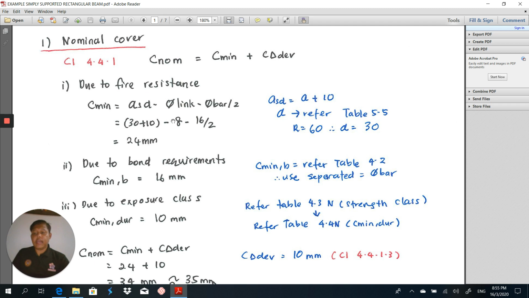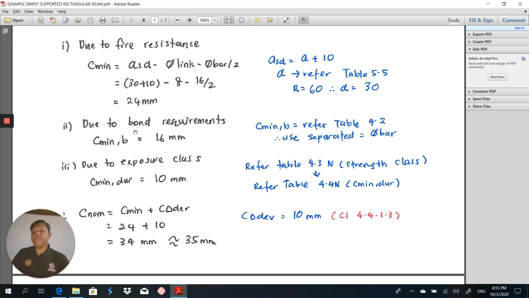Then we can substitute this value in this formula. C minimum is equal to 30 plus 10 minus 8 millimeter for the diameter of link, and 16 over 2 for the diameter of bar over 2. Then we get the answer for C minimum due to the fire resistance is 24 millimeter. Second, we have to calculate due to the bond requirement. For the bond requirement, we can refer to table 4.2. In our case, we use separated.